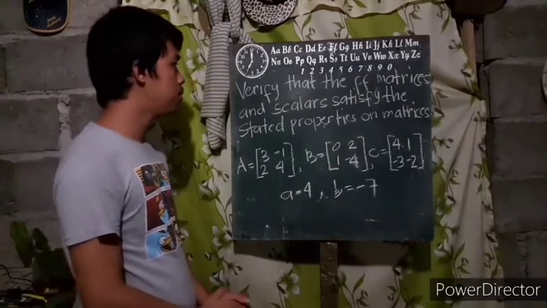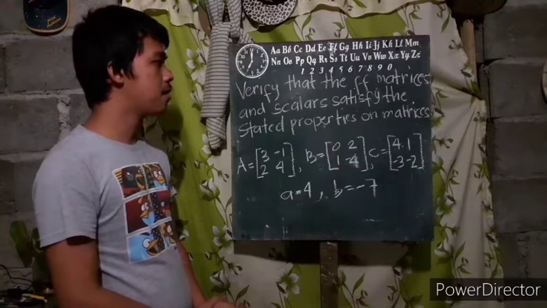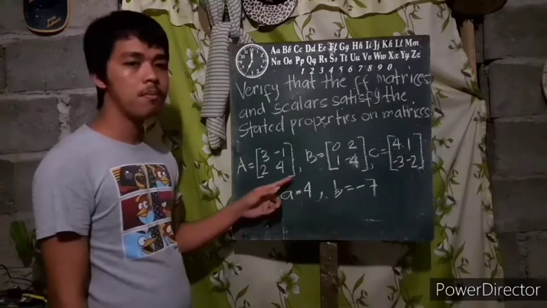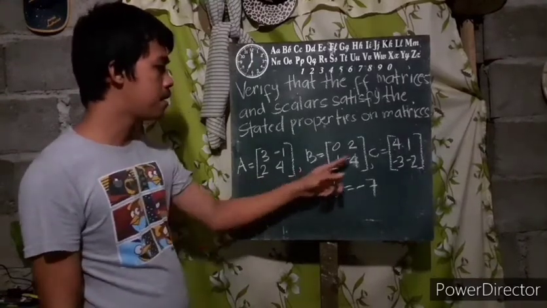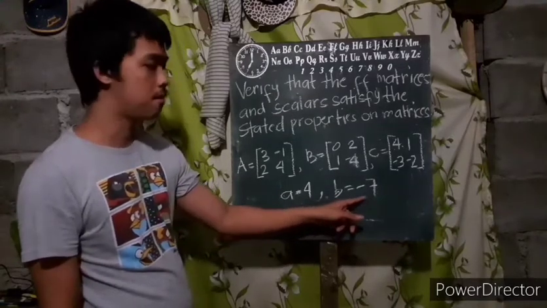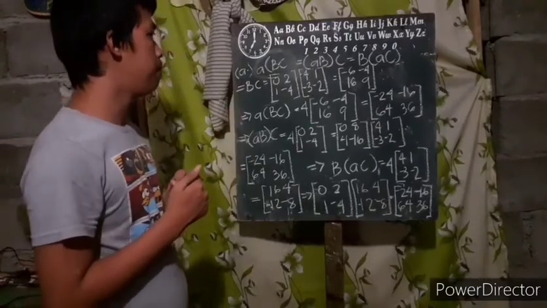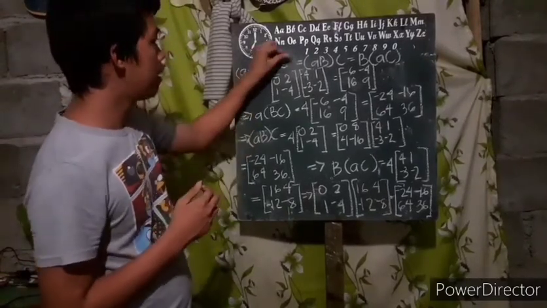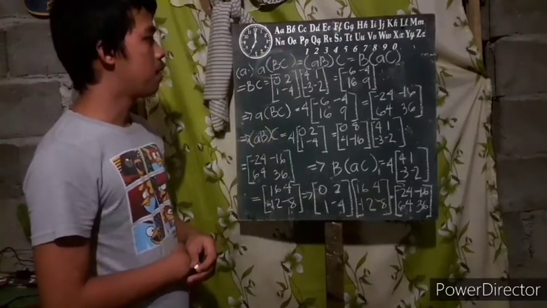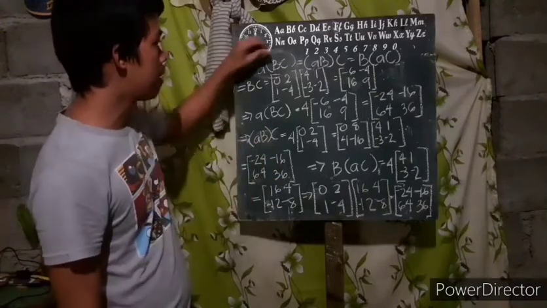In item number 2, verify that the following matrices and scalars satisfy the stated properties on matrices. We have given matrices here of A, B, and C, and the scalars a equals 4 and b equals negative 7. And now for A, we have A multiplied by B times C equals scalar a times B times C equals B times a scalar times C. So first we need to get this.